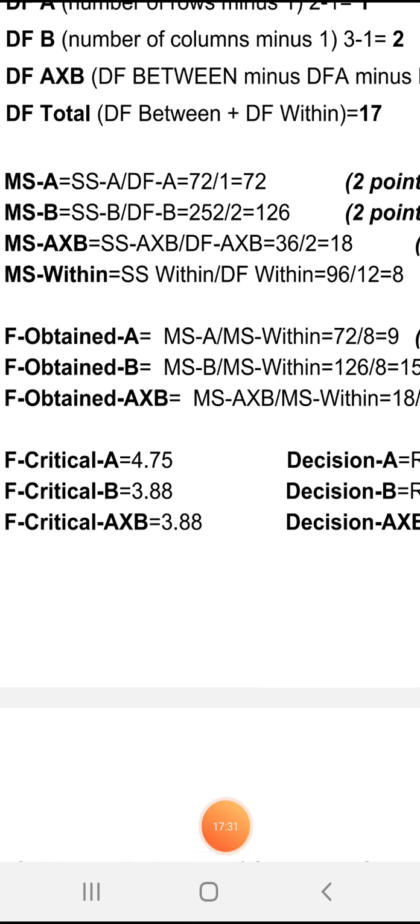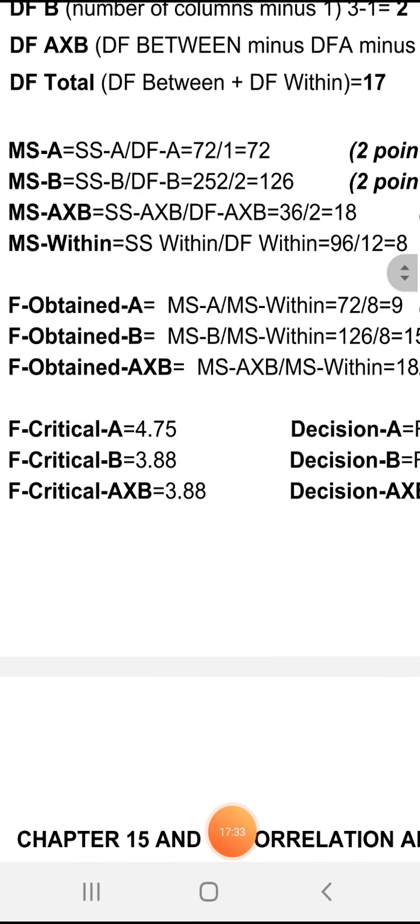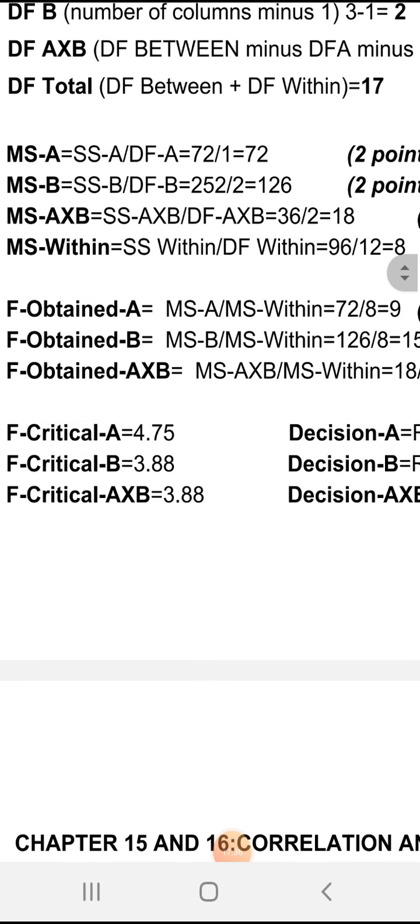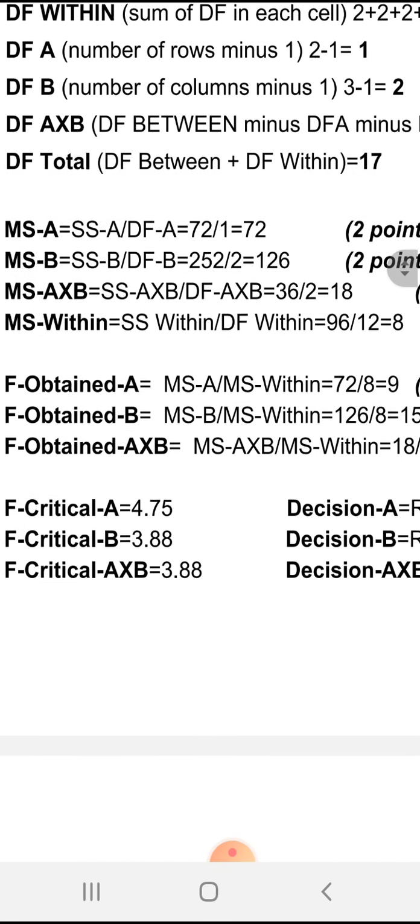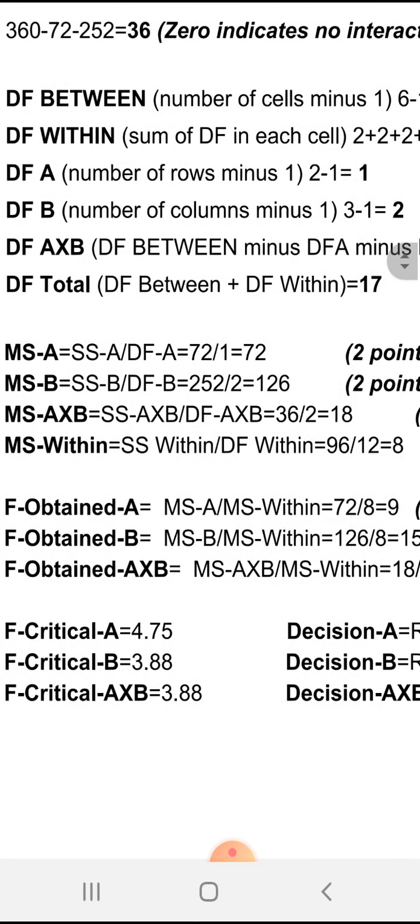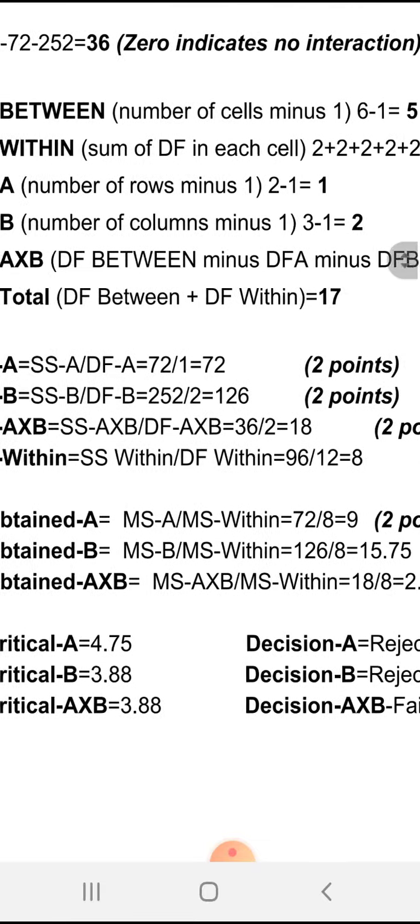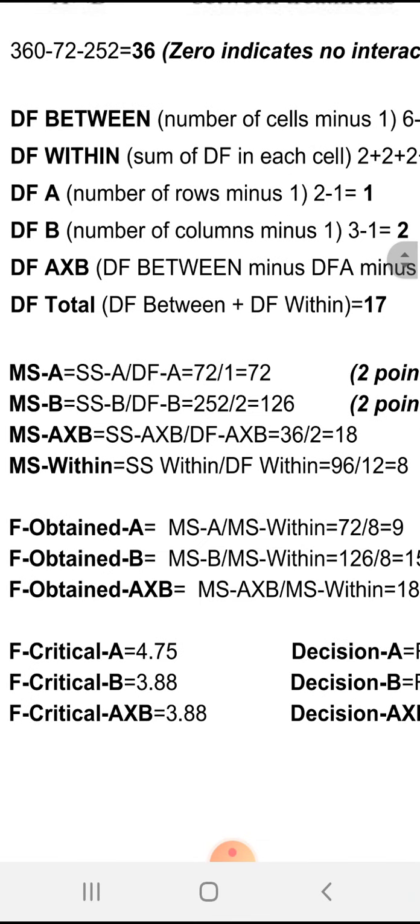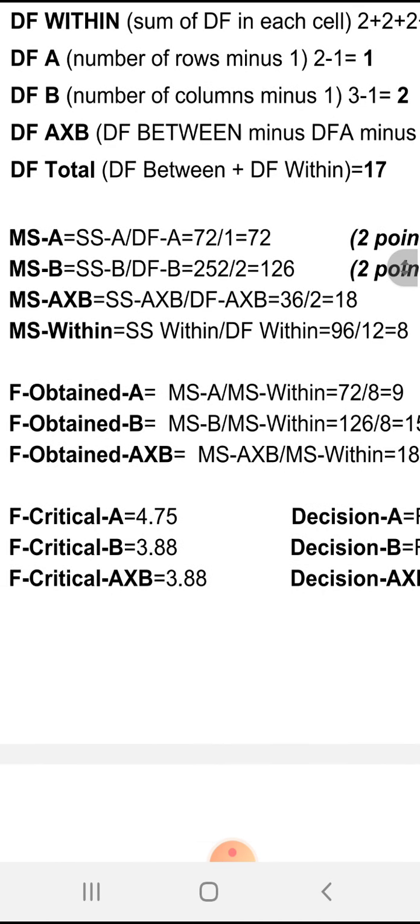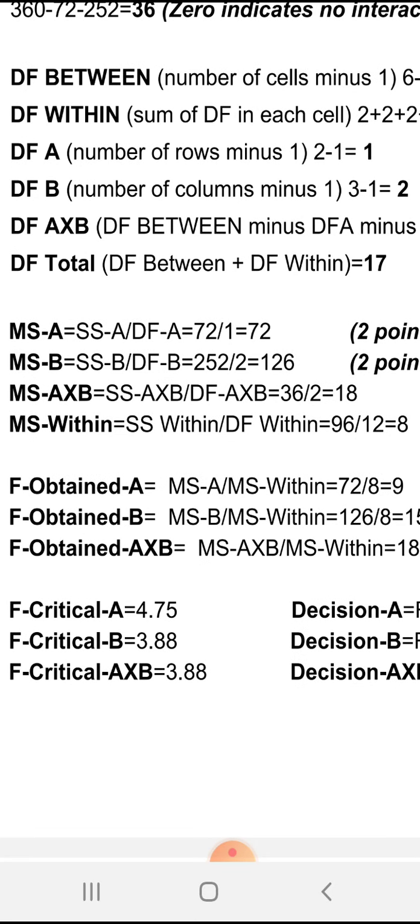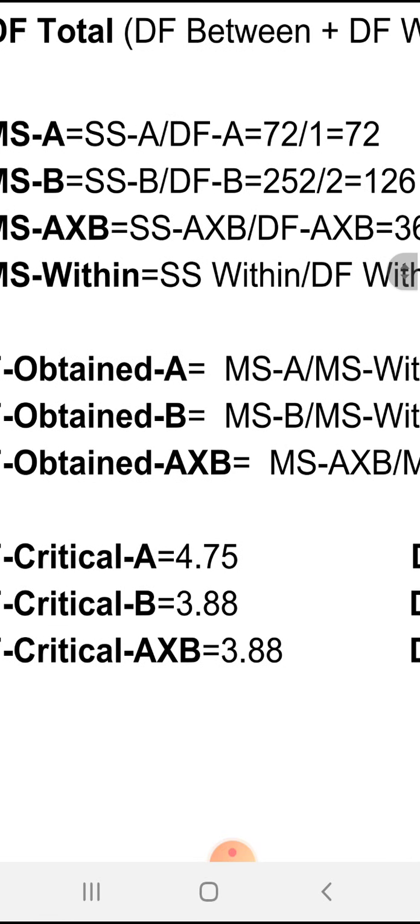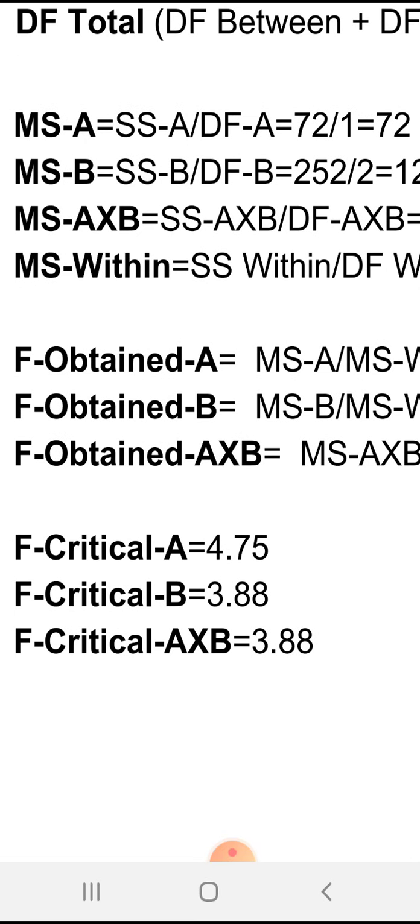Okay. The next step is to get your F criticals. To get your F critical for A, you're going to use the degrees of freedom of A, which is 1, and the degrees of freedom within. You're always going to use the degrees of freedom of the factor we're looking at and the degrees of freedom within. So if you go to your ANOVA table and you go to 1 and 12, which is DF of A is 1 and DF within is 12, at 0.05, you'll get an F critical value of 4.75.